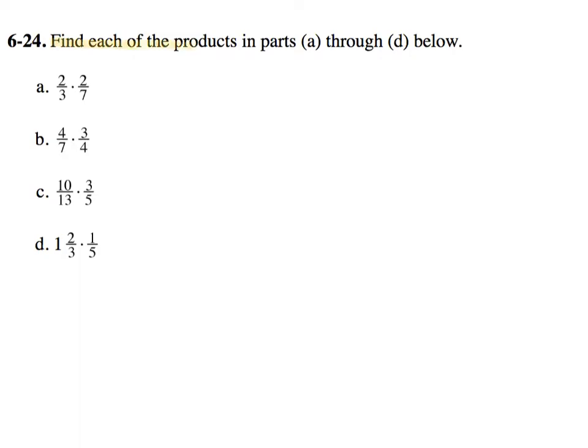Find each of the products in parts A through D below. The word product means the result of multiplication, and we can see that all of those problems have fractions, but the dot means multiplication. So I'm going to do problem A and B with you, and then you can try C and D on your own. Let's copy the problem down.